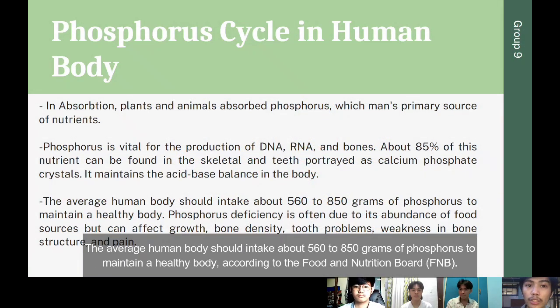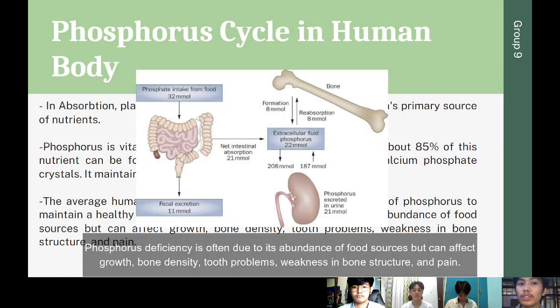The average human body should intake 560 to 850 grams of phosphorus to maintain a healthy body, according to the Food and Nutrition Board. Phosphorus deficiency is rare due to its abundance in food sources, but it can affect growth, bone density, tooth problems, weakness in bone structure, and pain.